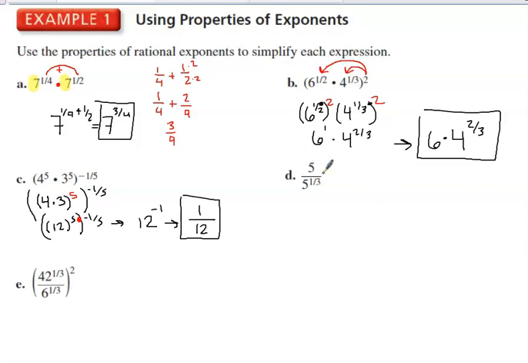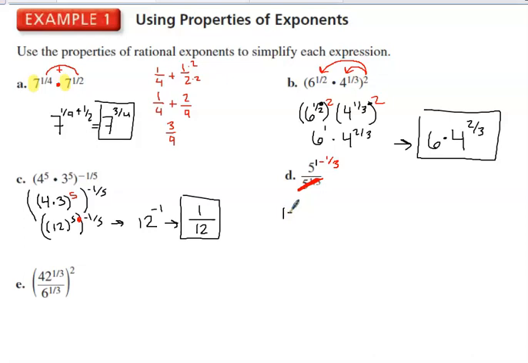In D, I have the same base. On top is 5 to the first power, and on bottom is 5 to the 1/3. So on top, I have 1 five, and on bottom, I have a power of 1/3. So I can cross out all the 5s from the bottom and subtract that 1/3 from the top.